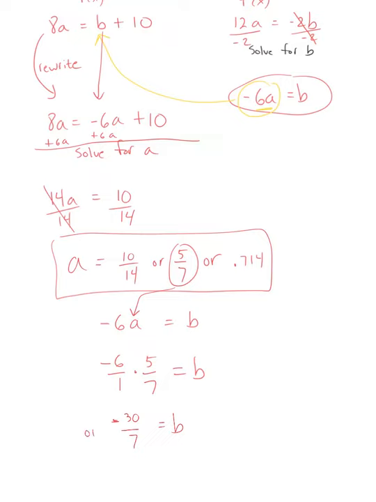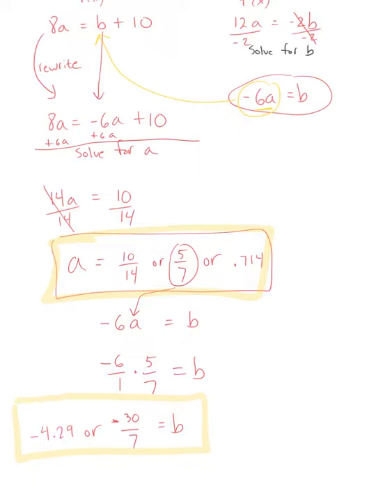Or if you don't like the fraction, make it a decimal, negative 4.29. Okay, so there you have it. I have my a right here, and I have my b right here.